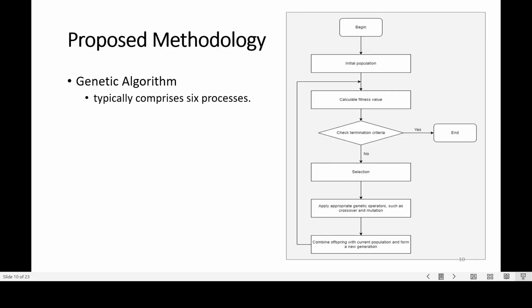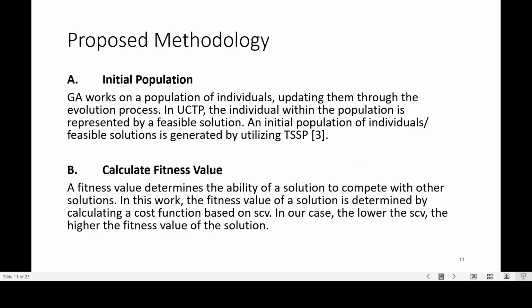The proposed methodology. Genetic algorithm typically comprises 6 processes as illustrated in the flowchart. Initial population. GA works on a population of individuals, updating them through the evolution process. In UCTP, the individual within the population is represented by a feasible solution. An initial population of individuals or feasible solutions is generated by utilizing the TSSP algorithm.